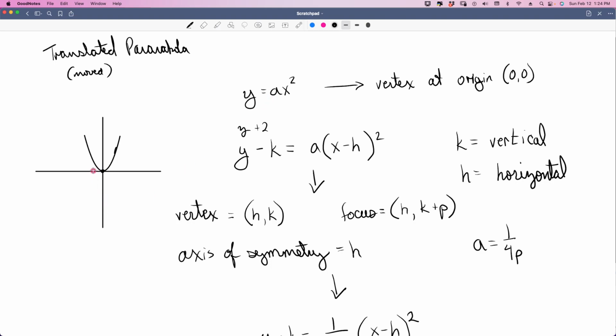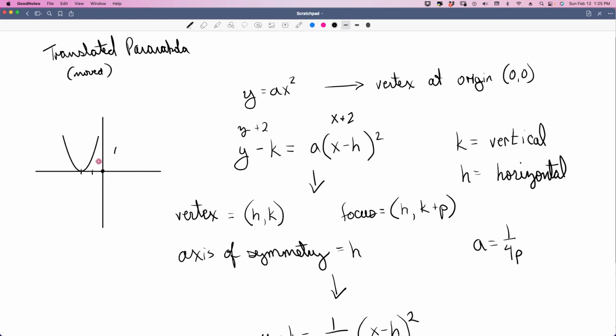However, if we were to move that, let's say 2 positions this way, right? We take it and move it over a couple of places. If I move it 2 places to the left, that changes the x-coordinate. The x-coordinate is going to be shifted to the left 2 spaces. So that is a horizontal movement. So this x minus h would be x plus 2 because we're subtracting a negative 2. So x plus 2 would be the way we would write that horizontal translation.